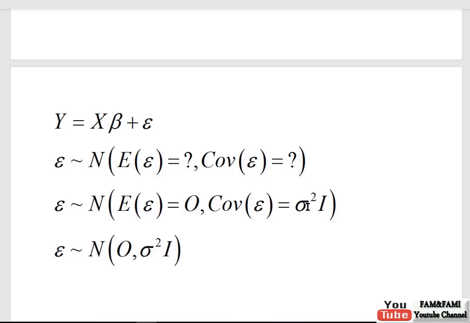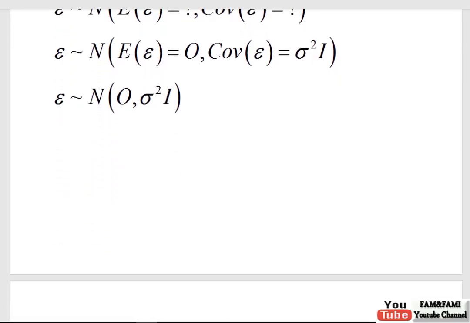So this is the big picture, and by the way we can also skip this because we know that this first entry is the expected value of epsilon, and this second entry sigma square identity is the covariance of epsilon. So instead of writing this, we can simply write within the parenthesis the first argument, null vector O, and the second argument, sigma square identity. So simply writing this equation, big Y is equal to big X big beta plus big epsilon, and then stating that big epsilon is normally distributed with mean null vector O and covariance matrix sigma square identity. So this is how matrix form is written.